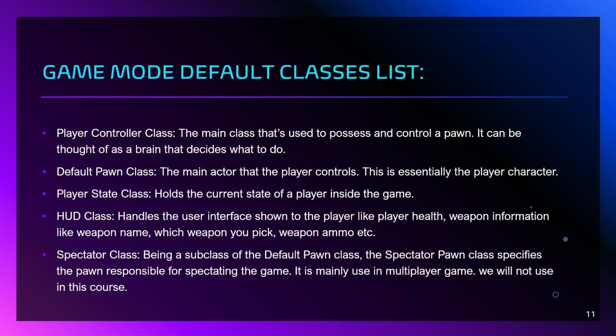And the last class is the spectator class. This class is a subclass of the default pawn class. The class specifies the pawn responsible for spectating the game. It is mainly used in multiplayer games. I will not use it in this course.